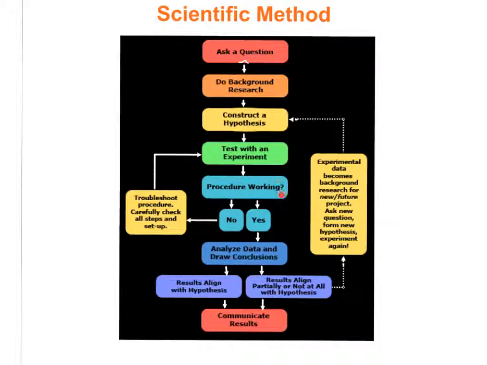different. If your procedure is working, you're going to then analyze your data, draw some conclusions. Do your conclusions align with your hypothesis or not? Or just a little, or sort of, partially. Well, if they don't align with your hypothesis or only partially align, you're going to go back, and that's what a scientist would do, go back and look at the hypothesis again. Maybe form a new hypothesis, maybe even ask a new question and do the experiment again.